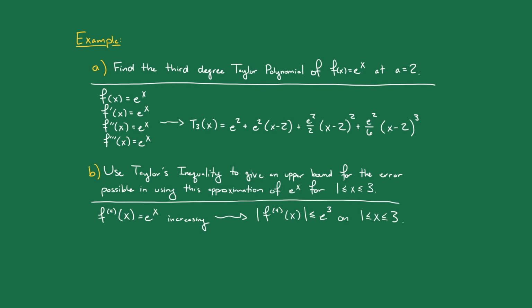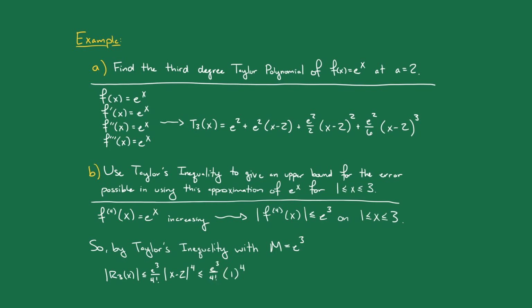In particular, the absolute value of the fourth derivative of f is bounded above by e cubed on the interval 1 to 3. So, by Taylor's inequality with m equal to e cubed, we have that the error r sub 3 of x is less than or equal to e cubed over 4 factorial times the absolute value of x minus 2 to the fourth. Again, on the interval 1 to 3, we get at most 1 unit away from 2. Therefore, the absolute value of x minus 2 is bounded by 1 on this interval. So, this quantity is bounded above by e cubed over 4 factorial times 1 to the fourth. And if we compute this number, we get that the error is bounded above by 0.837 on the interval 1 to 3.